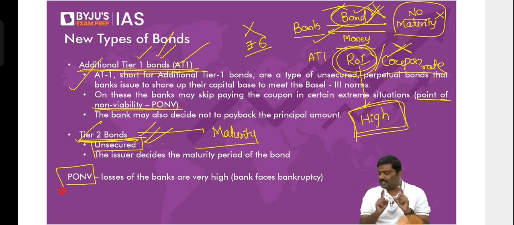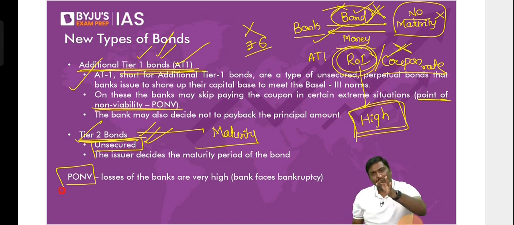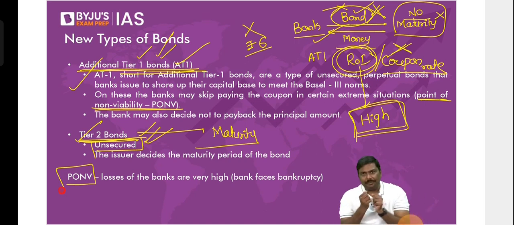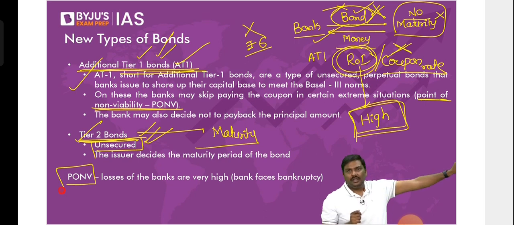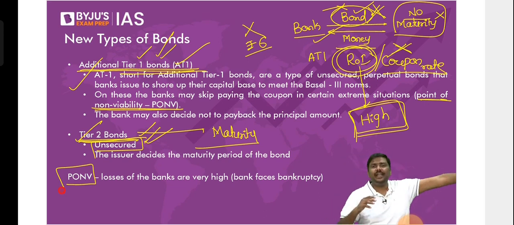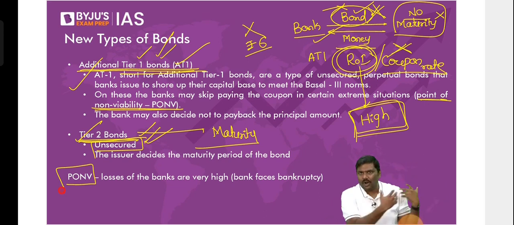Imagine, right, you are a depositor. Follow this very carefully. You will keep money with me. I'm a bank. Now, I've taken your deposits and given it as a loan to somebody in the market. The borrower has defaulted. The borrower has run away from India. So, I will not be able to recollect the loan.